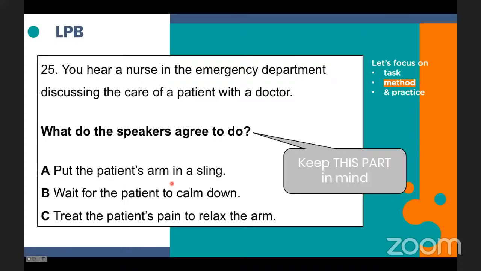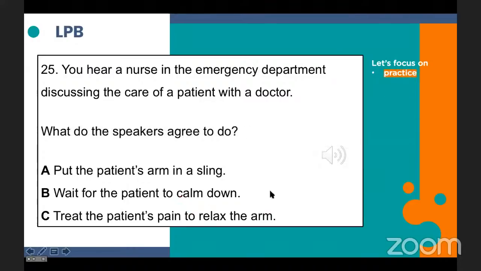What you need to do is keep this question in mind while you listen very intently to the doctor and the nurse speaking. What did they agree to do? Okay, that's easy. If you just keep that part in mind while you listen, and then as soon as you hear what they agree to do, you then choose the correct answer option because it only takes a split second to read each of these. So let's try it. Ready?